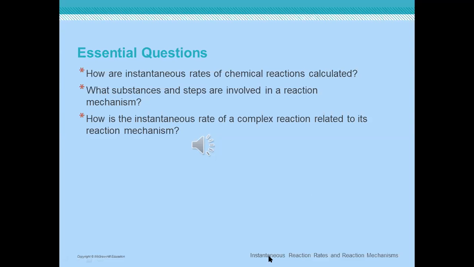Can you read please again? Walid. How are instantaneous rates of chemical reactions calculated? What substances and steps? That's enough, Hussein. Can you read? Hussein? Good morning, Hussein. Can you read second and third question? How is the instantaneous rate of a complex reaction related to its reaction mechanism? Okay, number 3. I just read 3, so I will read 2. What substances and steps are involved in a reaction mechanism? That's okay. Thanks, Hussein.